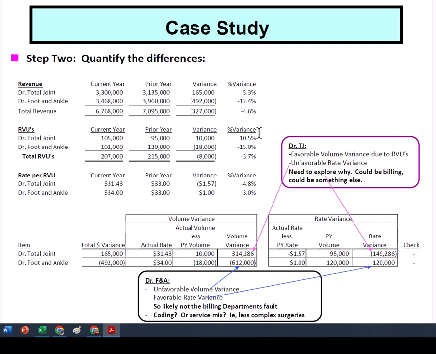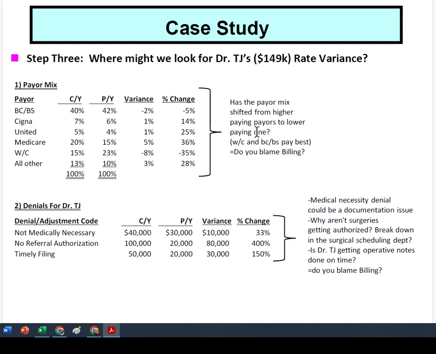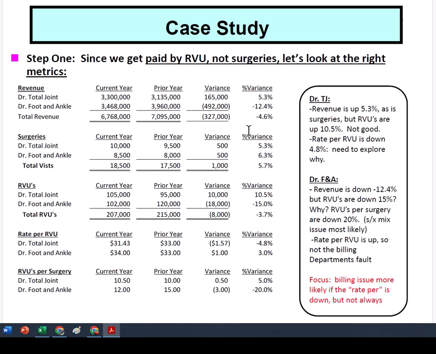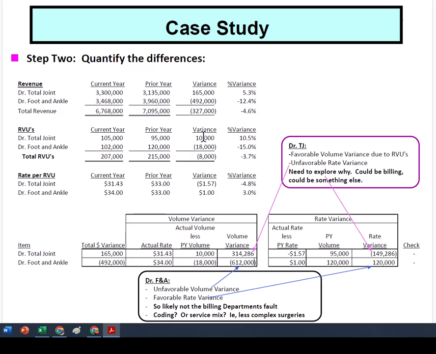We're starting to know where to look, to get to the core of the issues. Anyway, step one, let's get the metrics. And again, since we're paid by RVU and not surgery, we've got to get those RVU metrics. Step two, let's quantify the differences, right? Rate and volume variance is my preferred.